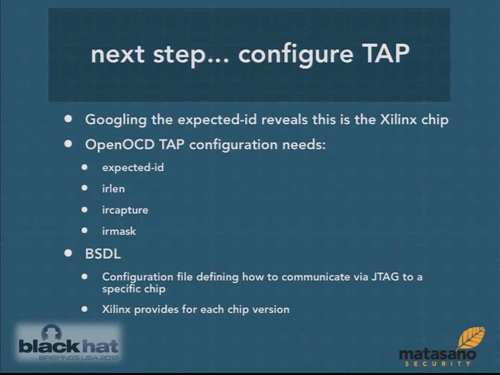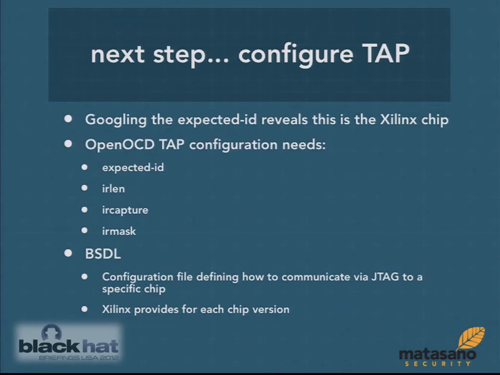And there are four different things that you need in order to do that. First is the expected ID, which it already gave me. Then the IR length, the IR capture, and the IR mask, which I originally just started throwing some numbers at and seeing what it did. Everything was turning out to be an error.